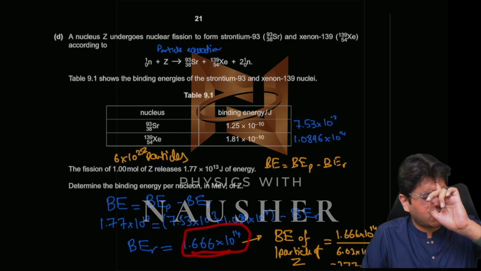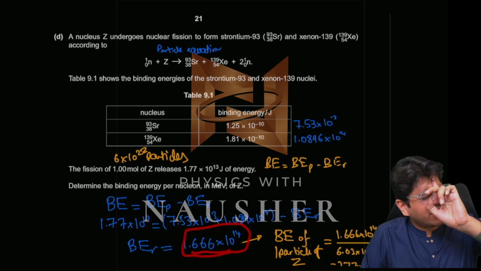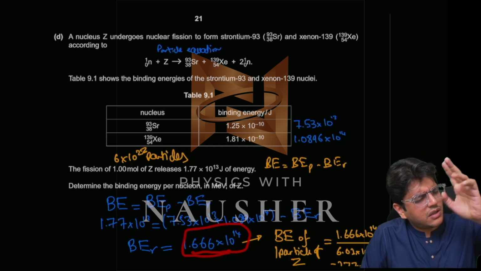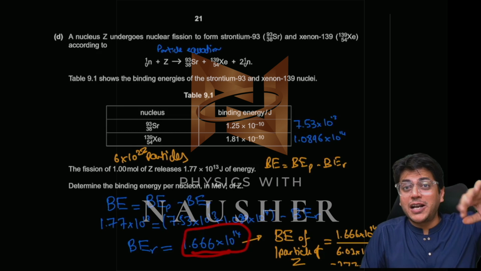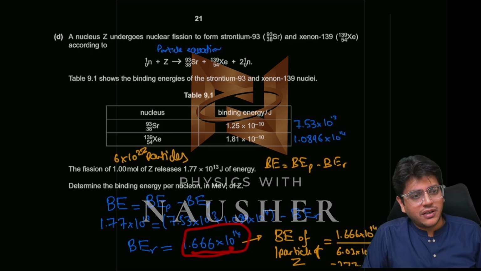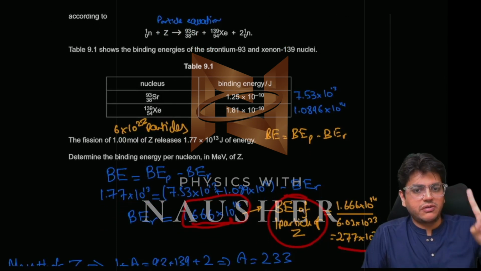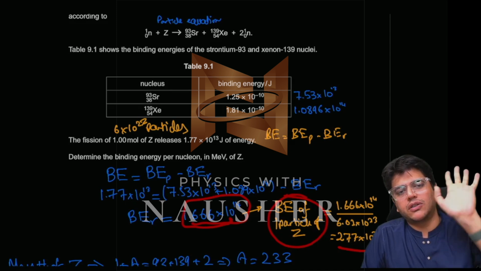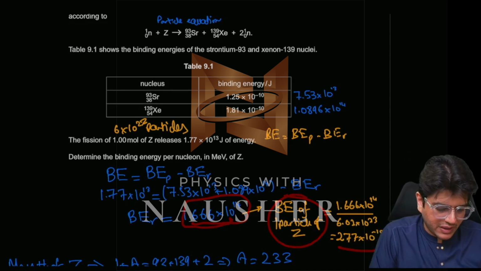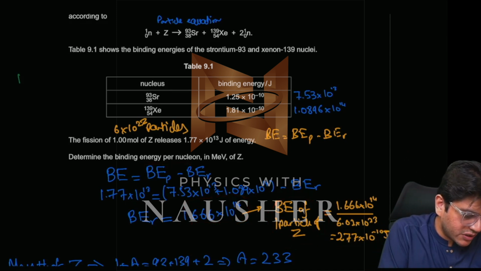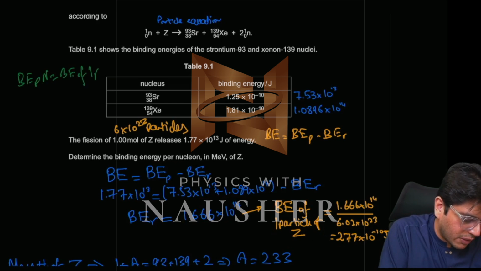Ask yourself one question very quickly. Is this the binding energy for one particle or 6 into 10 to the power 23? What is the answer? It is for 6 into 10 to the power 23. What do you want? You want the binding energy of one particle. So go. This is the binding energy of one particle of Z. Now go to the question. What is binding energy per nucleon? Binding energy per nucleon is basically the binding energy of one particle divided by the nucleon number.